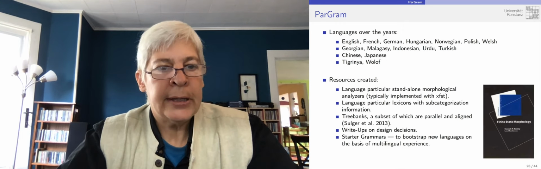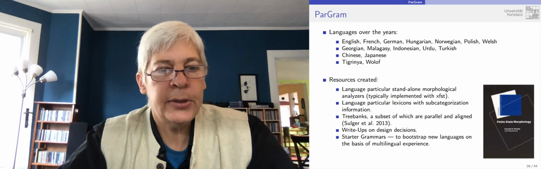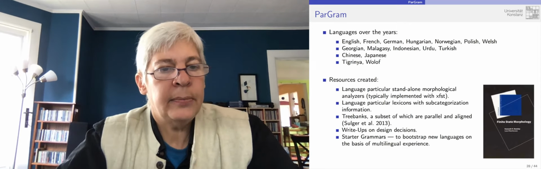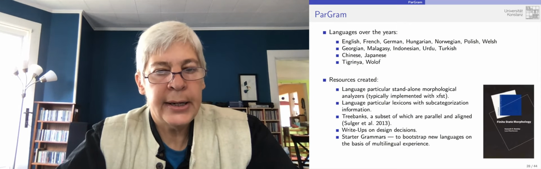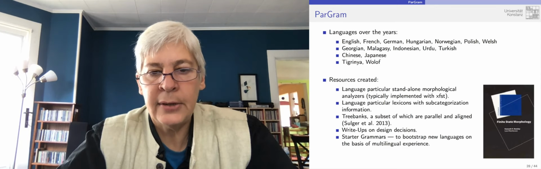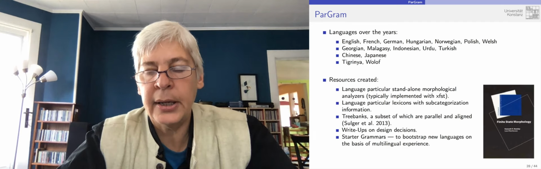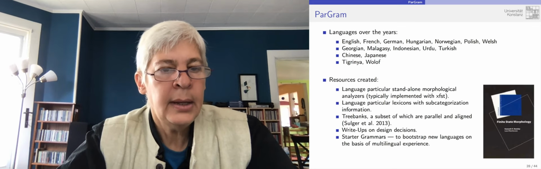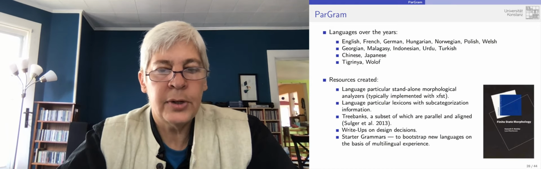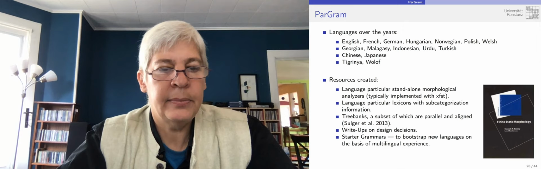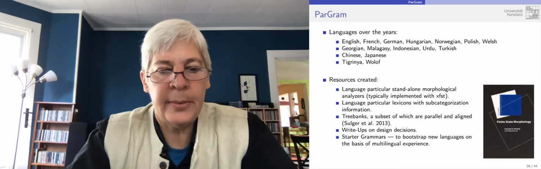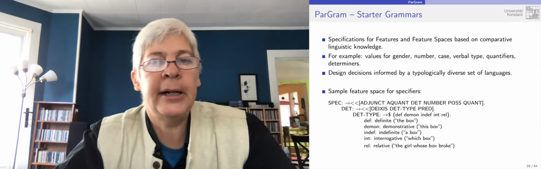So you have grammars for these languages, but as part of creating the grammars, we created a lot of resources that are very useful. Generally, language-particular standalone morphological analyzers, typically implemented with XFST, which was developed by PARC and Xerox Grenoble. And there's a very nice book, Finite State Morphology, which teaches you how to use that. Language-particular lexicons with subcat information and tree banks, a subset of which we have managed to make parallel and aligned. More on that in a bit. Write-ups on design decisions, and some starter grammars to bootstrap new languages on the basis of our multilingual experience.